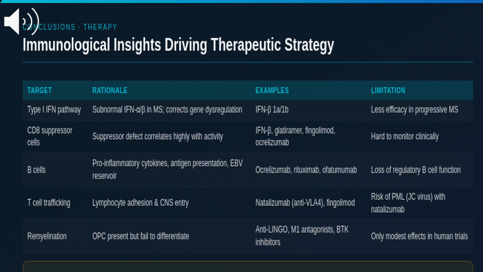For remyelination, anti-LINGO and M1 muscarinic antagonists have shown proof of concept in human trials. The challenge is that remyelination requires addressing multiple inhibitory pathways simultaneously, not just blocking a single molecular target. Combination approaches will likely be necessary.